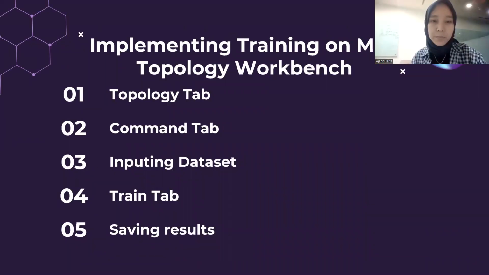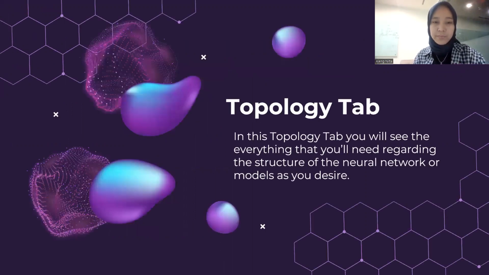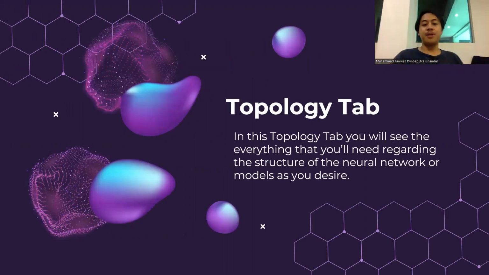Okay, next. We want to demonstrate how to use this application by implementing an example training. We will divide this implementation into 5 different sections. In this topology tab, you will see everything that you'll need regarding the structure of the neural network or models as we desire. We could change the structural configuration in the bottom half, and those changes in the structural configuration can be seen in the top half of the interface.